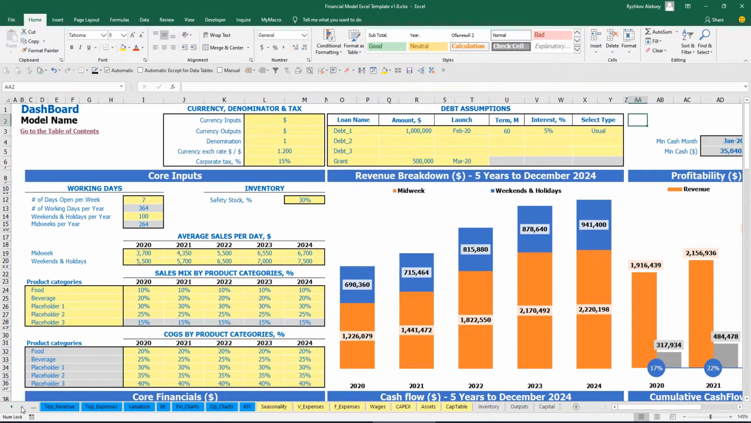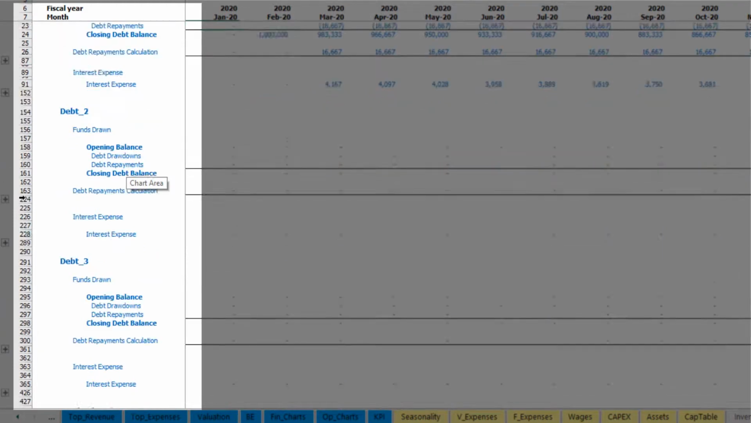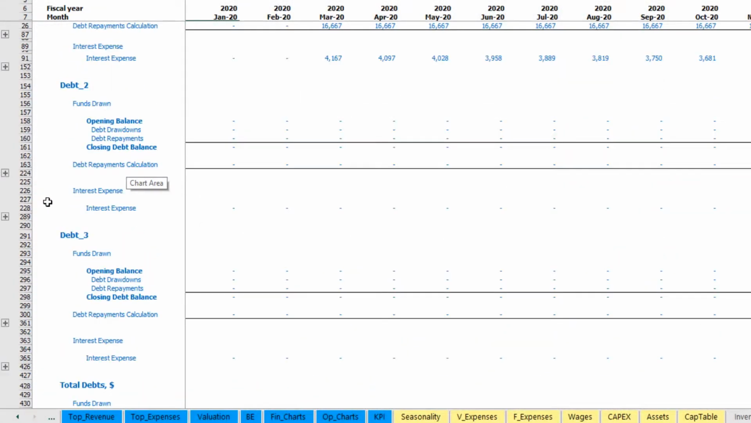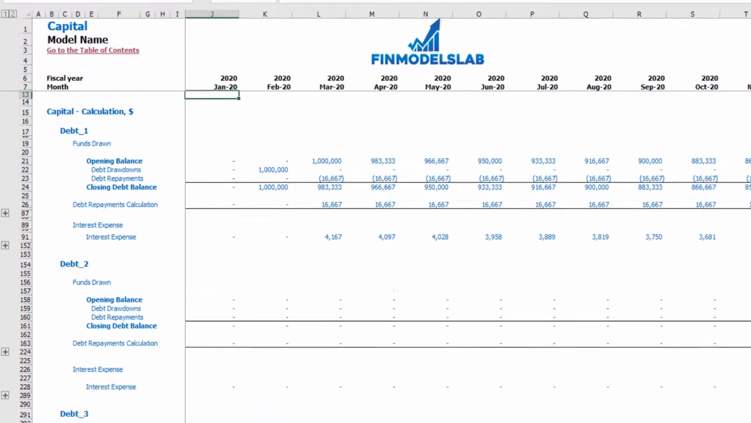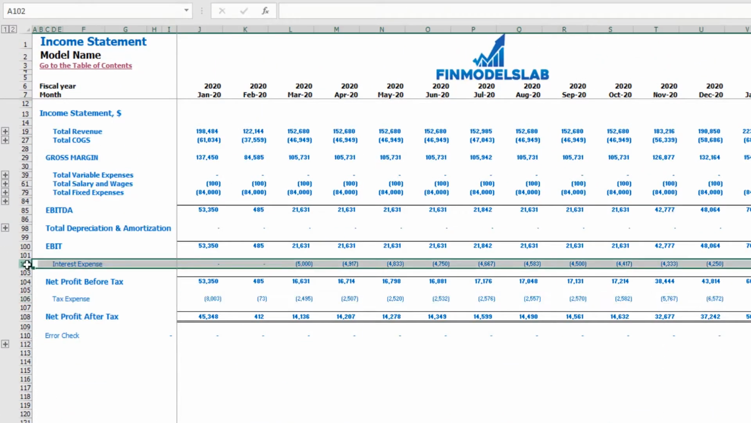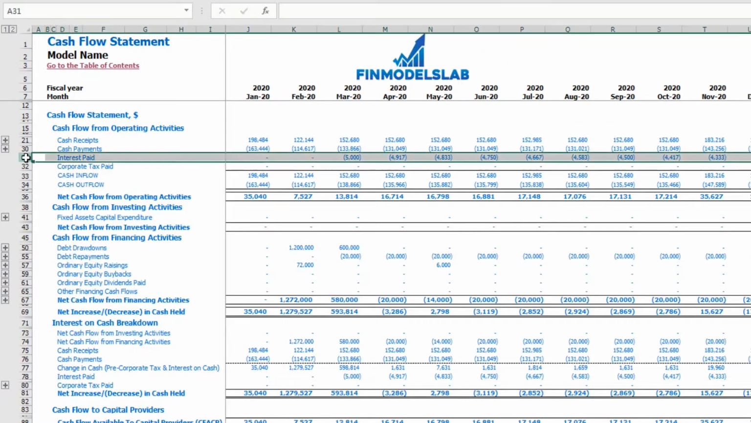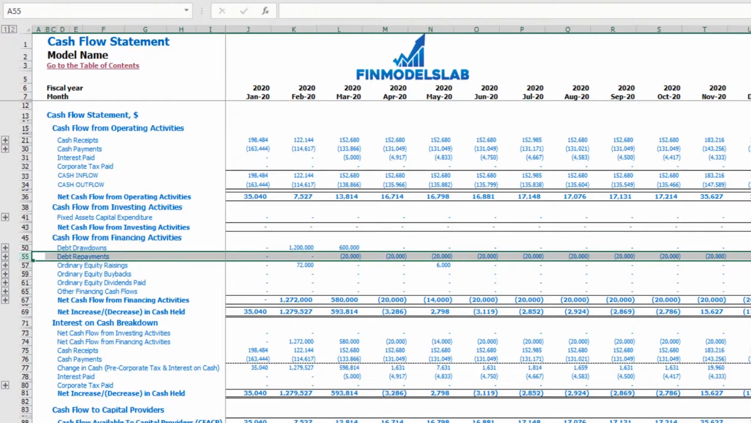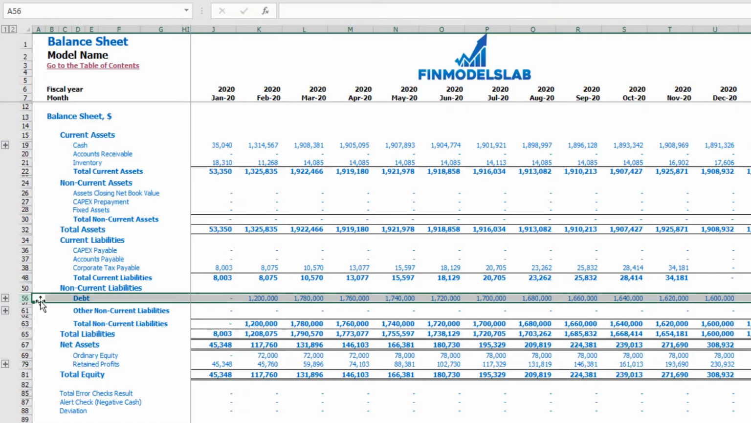So all the calculations of the debts you may see on the capital tab. Calculations for debt number 1, debt number 2, debt number 3, total debts with grants. These calculations impacts income statement, interest expenses, the cash flow, interest paid, debt drawdowns, debt repayments, and on the balance sheet you have the debt closing balance.